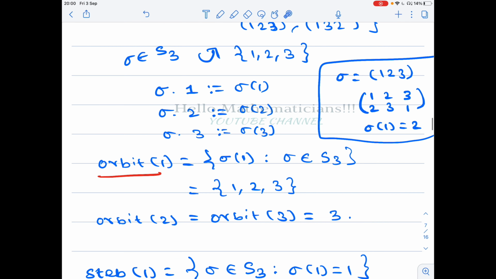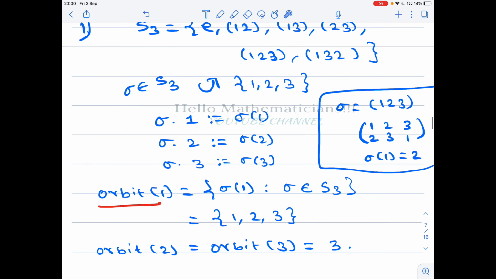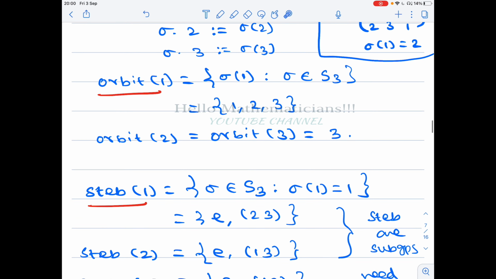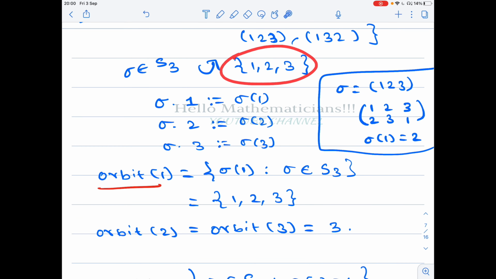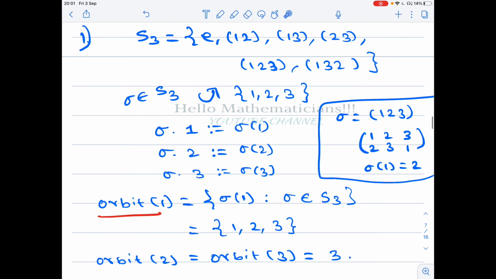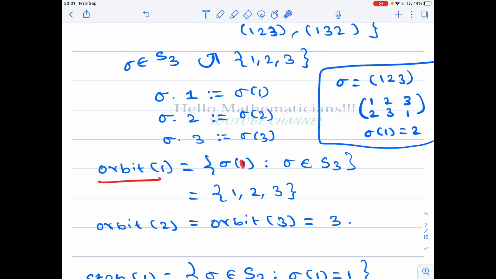Now we will calculate the orbit and stabilizers of various elements. Note that orbit and stabilizer are defined for elements of X, not for G. So you take an x belonging to X and you can calculate its orbit and stabilizer. Now I take 1, which belongs to the set X. What is its orbit? What is the definition of orbit? We quickly recollect. You multiply this element of the set X by all the elements of the group G. Whatever elements you get, that is the orbit. So 1 should be multiplied by all the elements of the permutation group S3.